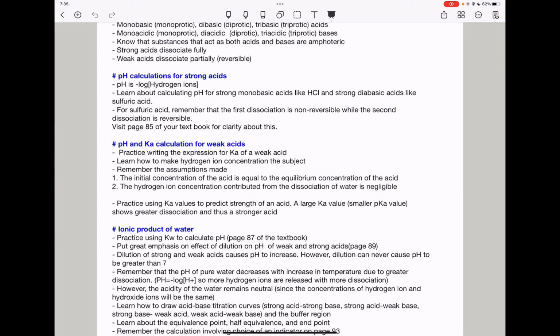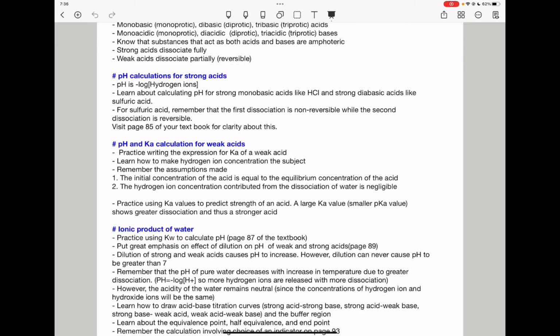For weak acids, we know that dissociation is not complete, so you need to practice writing the expression for Ka of a weak acid. The most common weak acid is ethanoic acid, and you need to know that ethanoic acid dissociates into ethanoate ions as well as H+. You need to learn how to make the hydrogen ion concentration the subject from the Ka equation.